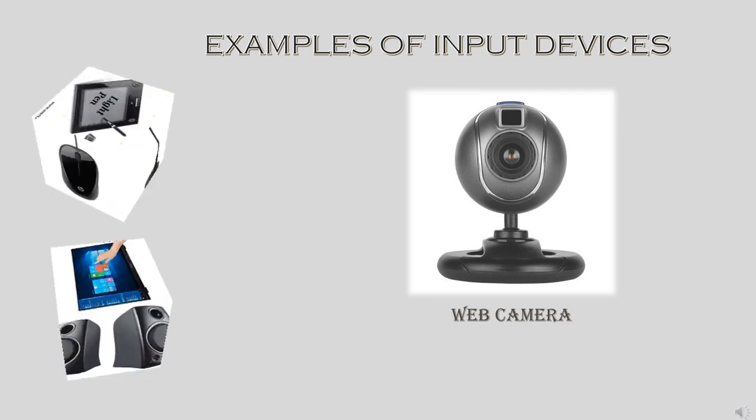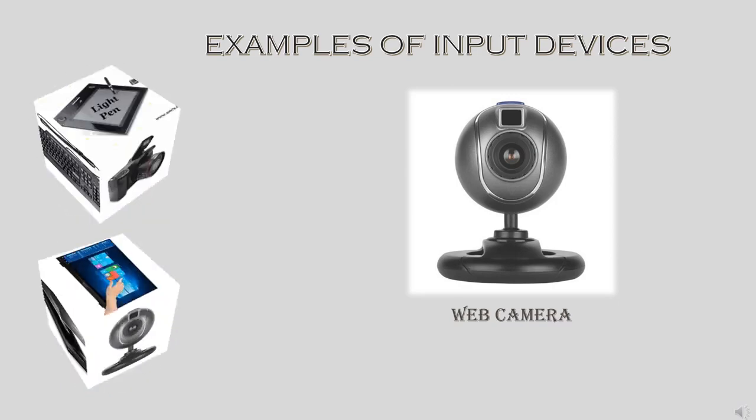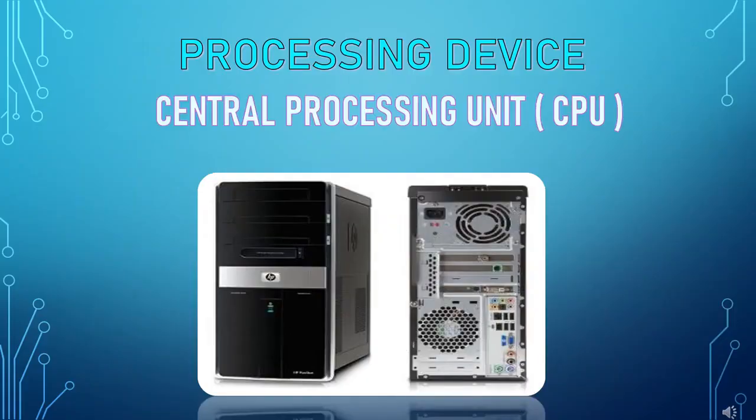We are moving on to the next topic, that is the processing device. Processing device. Central processing unit. We know that the computer has a processing device which is known as the CPU. CPU is known as the brain of the computer, where it processes and stores the information, performs calculations, and sends the result to the output devices. Therefore, it is also known as system unit.